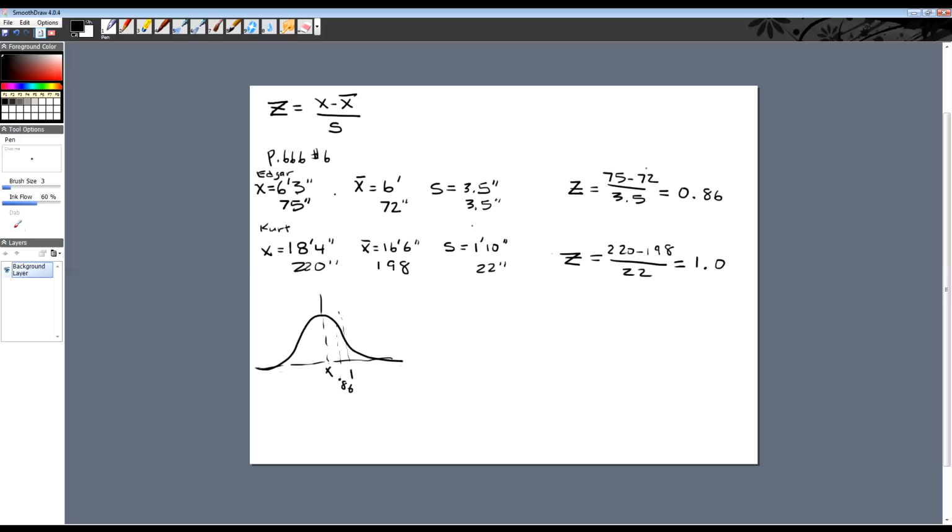relative to the mean, this one, the 1, is going to be higher. So this value is going to be higher than this value. So the answer to this problem is that Kurt did better in his performance relative to the past season in this conference.